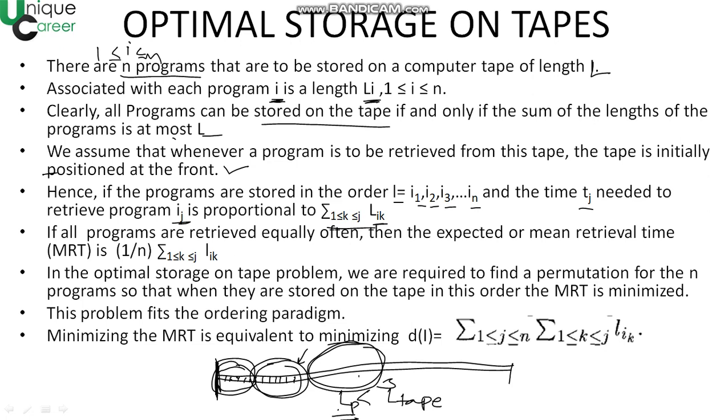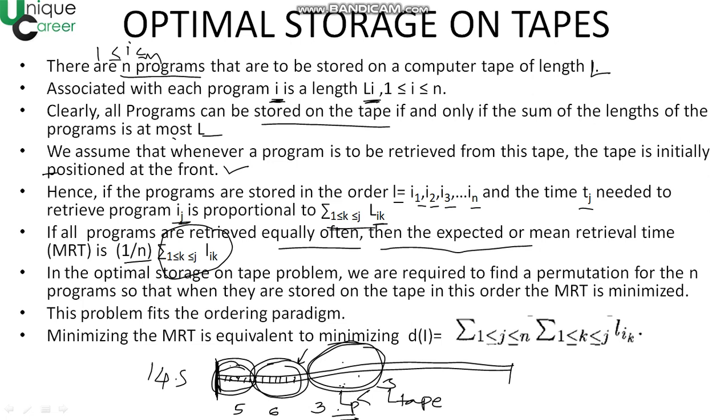That means the time required to access a particular file is, let us say, if the length of the first file is 5, the second file is 6, and the third file is 3, then in order to access the third file I have to wait for 14 seconds. If all the programs are retrieved equally often, so the probability of accessing each file is equal, then we can expect the mean retrieval time. Mean retrieval time is the sum of the times required to access all these files divided by n.